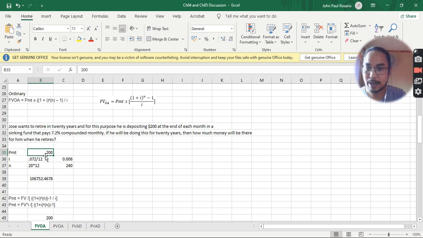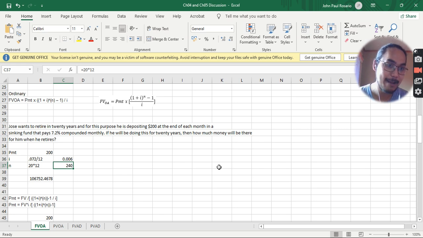Our i here is 0.072, or 7.2%, divided by 12 because we're doing it monthly, the same i as in compound interest. For our n, this is similar to the m in compound interest, the number of compounding periods per year, 12, multiplied by the term of 20 years. So you'll have 240 compounding periods.